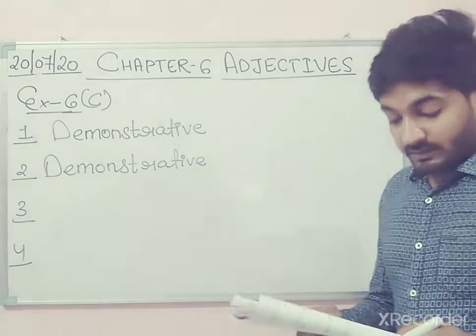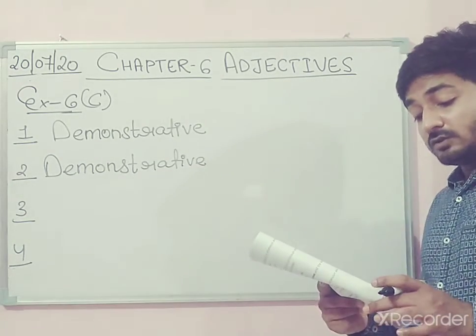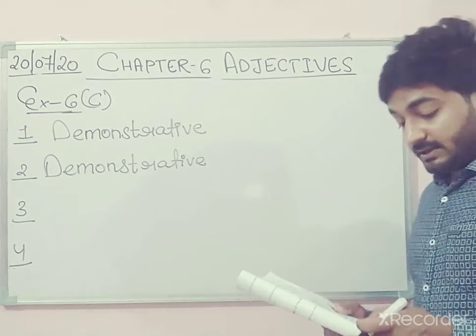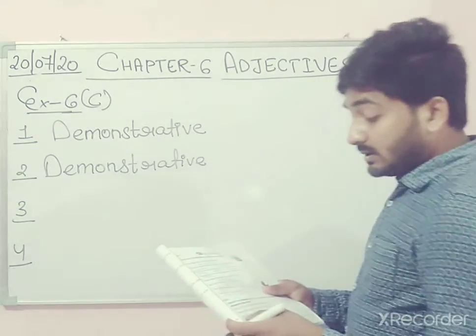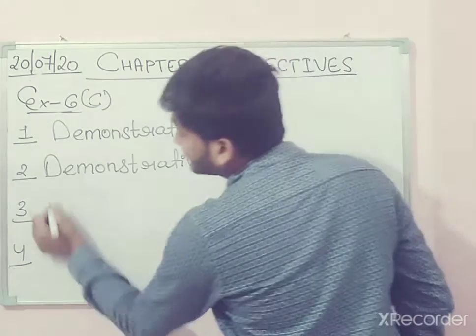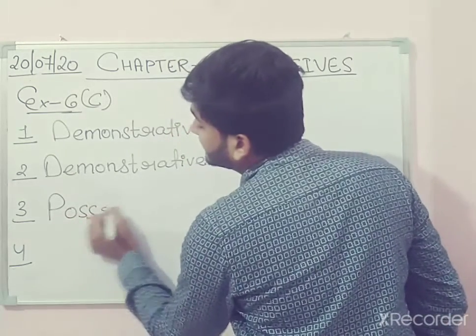Demonstrative. Number 3 is: Our homework is almost done. Our homework, हमारा, showing possession. R को underline करिए. That means our is the possessive adjective which is followed by a noun, homework. Number 3 is possessive.